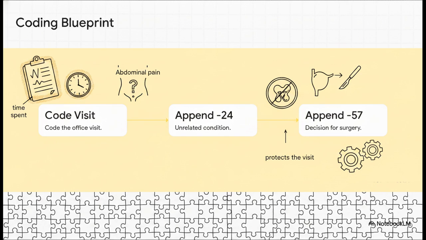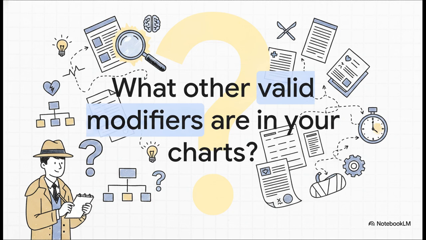Step 3, we append Modifier 57. This protects the visit from being bundled into tomorrow's gallbladder surgery, proving that today was the day the major surgical decision was actually made. By following all these guidelines, we create a perfectly clean claim that bypasses those pesky automatic bundling denials. 2 modifiers, 1 visit, telling a perfectly clear clinical story. See? By strictly following the coding guidelines and thoroughly understanding the specific definitions of these modifiers, we didn't just guess the answer. We proved it.